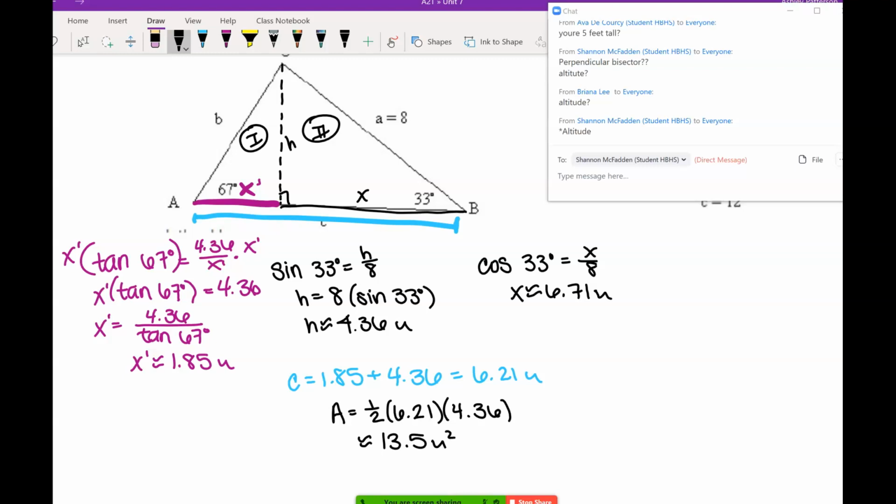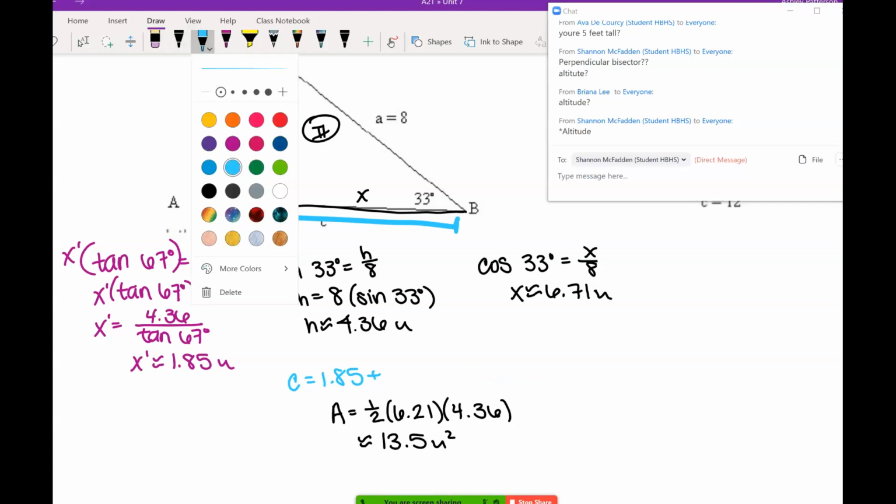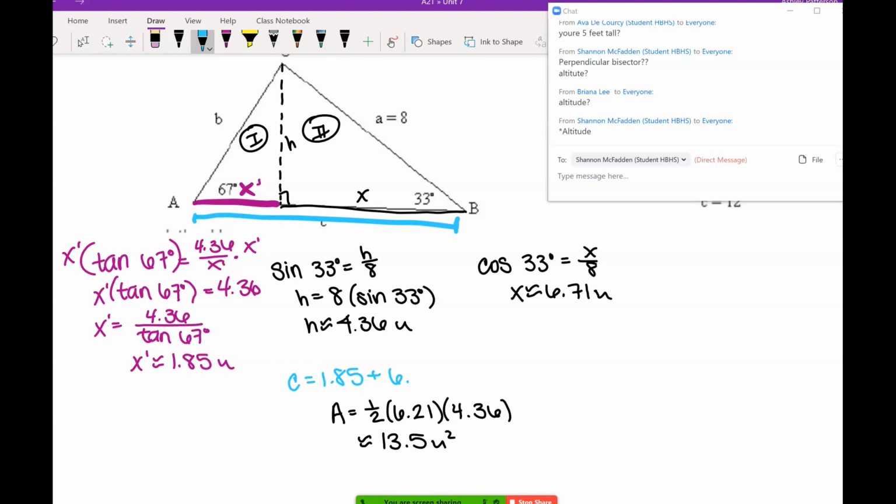What did I do wrong? No? Anybody? Why is your base 6.21? Because I added together what you told me. Oh, no, I didn't. Okay. Comical. Thanks, Michelle. Sorry. What was your base? It should be 8.56. Yeah. Thank you, hon. Sorry about that.